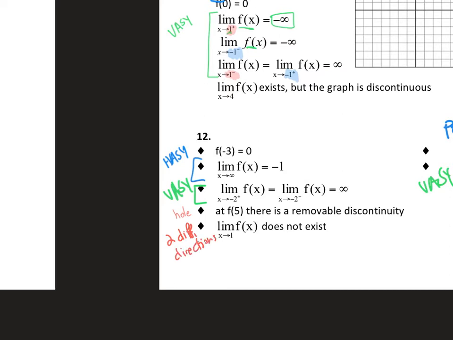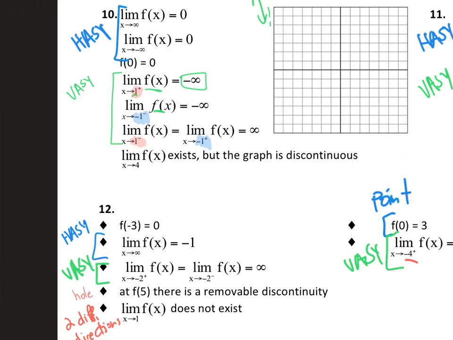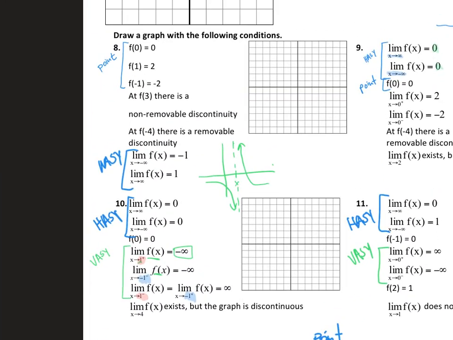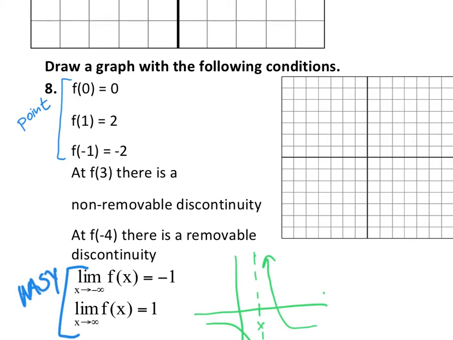Okay, so I'm just trying to give you another strategy to attack these and look at what the words are saying and then translate it so that when you go to draw the graph, you have a plan of what's going on. So looking up here, at f of 3, there is a non-removable discontinuity. So this could be a jump without even doing the rest of it right now. The possibilities are that this is not a hole, but we could have a jump or a VASI.